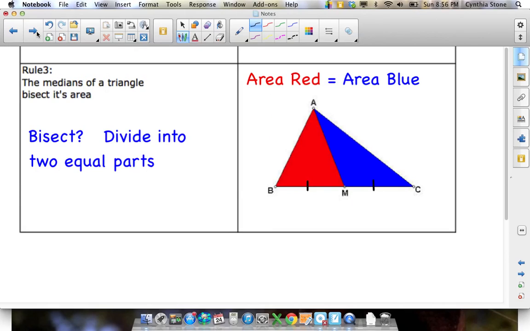Okay, last rule. The medians of a triangle bisect its area. So if I have this big triangle here, and I make a median starting at A, so it cuts this in half, that means that this area and this area are equal to each other. So there are three little rules related to triangles. We should be able to use those rules to solve some problems.